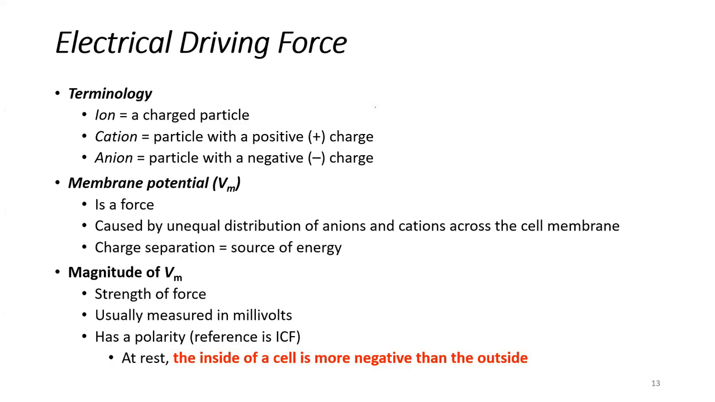Now, the magnitude of the membrane potential, how strong it is, how forceful it is, is determined in millivolts. And this is referencing the inside of the cell. So let's say we have a cell at rest. The inside of a cell is usually more negative than the outside of the cell. In other words, there are more negative ions or more anions inside the cell and more cations outside the cell.